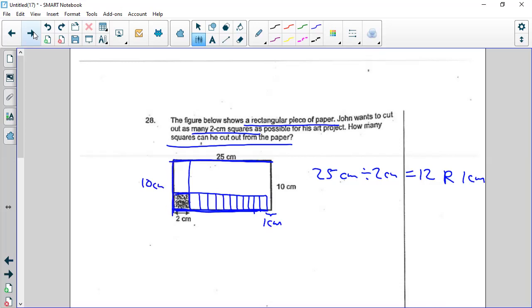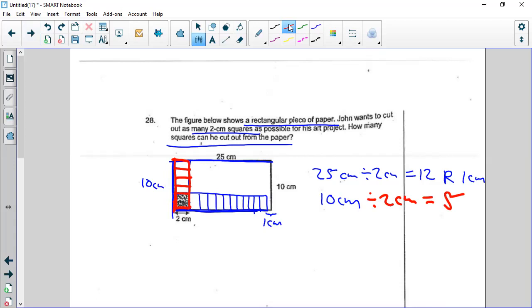Then you take 10, the breadth of the rectangle, and divide by one side of the square, which is 2. You can cut 5 squares along the breadth. So 1, 2, 3, 4, and 5. You understand? This is the proper way to do it. This is the correct way to do it. There's no other way.